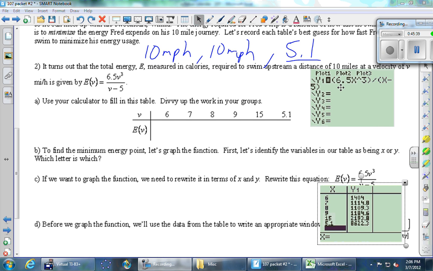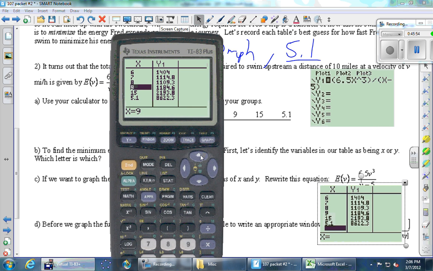We know how to type stuff into y equals. I typed in my formula, the 6.5 v cubed, except I don't have v. What do I have to use? X. You just have to use x. So I've typed that in, careful with the parentheses. And then I went into my table and I just typed in my numbers on the table. And so my table has exactly the numbers that I'm interested in.